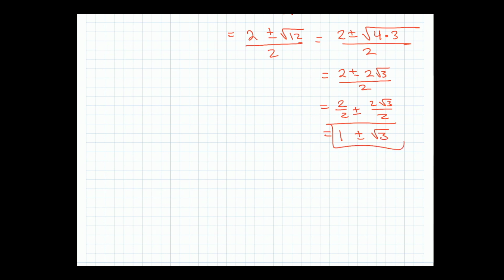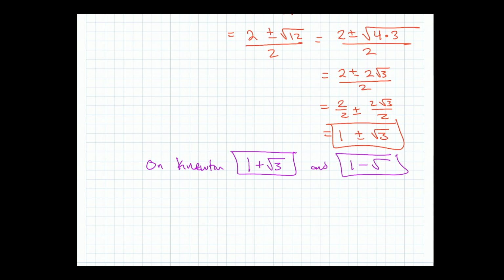So I get this. Now on the computer, they write your answer like this. On Newton, they list it as 1 plus square root 3 and 1 minus square root 3. So they split it up and they list both of them as your critical points, which is correct. So that's how you do it.